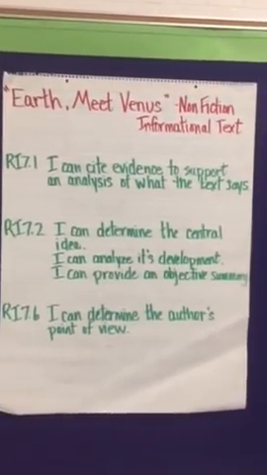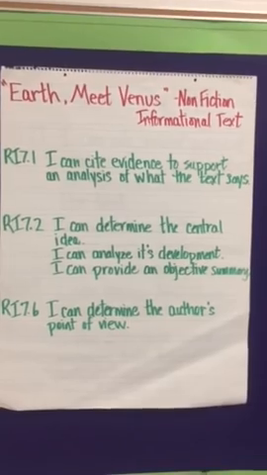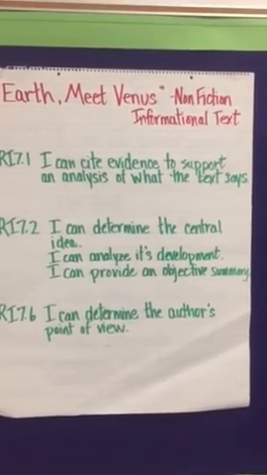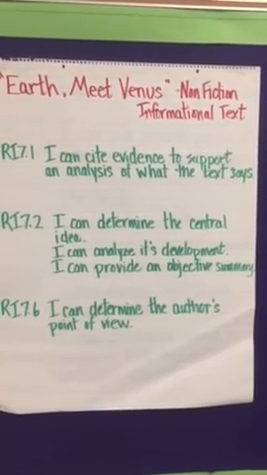Remember what an objective summary is. And you can determine the author's point of view. So these are the standards that we're going to truly focus on reading this informational text. And I'm going to come over here to this table, and I'm going to show you the article that we're reading.